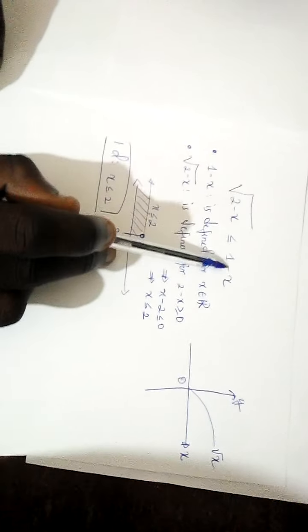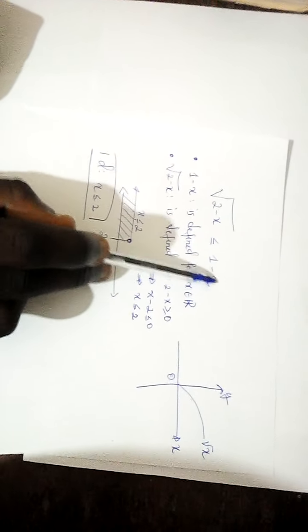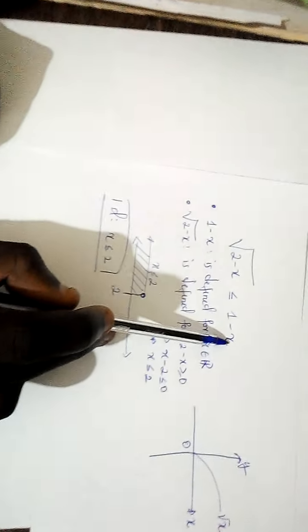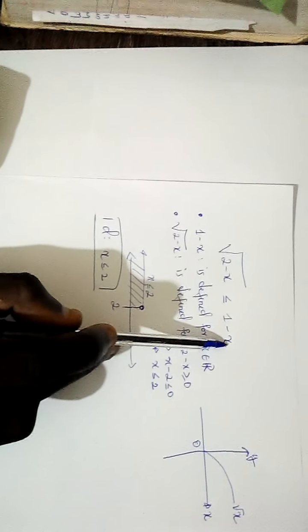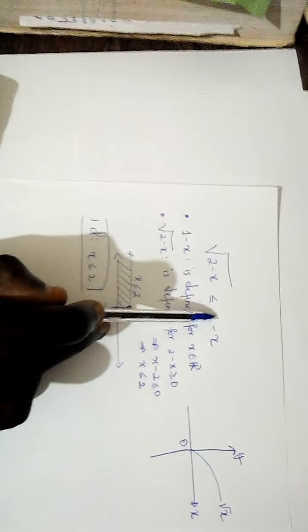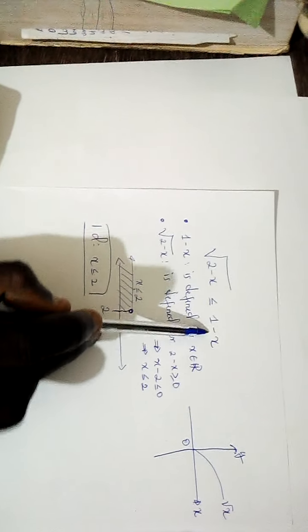Now, what about 1 minus x? It is positive or negative depending on x. If x is a number that is bigger than 1, when you take 1 minus it, it is going to be negative. But if x is a number that is less than 1, when you take 1 minus it, it is going to be positive. Now, this inequality is saying that, for example, let's take the first case where 1 minus x is negative. This inequality will be read as a square root less than a negative number, which is impossible.